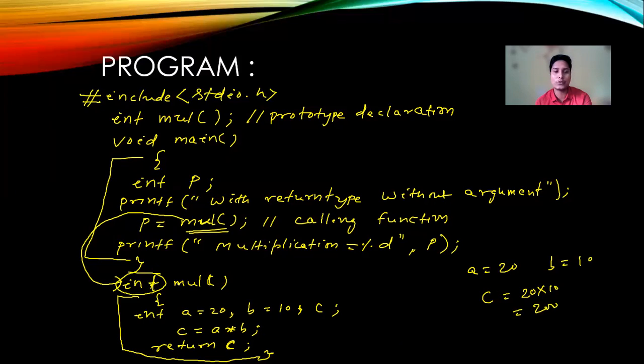Similarly, if I declare float mul, it will return floating point type of value. Similarly, the c value will be returned to the function. So the function will return the value 200. Now the 200 will be assigned to p. Now the printf function: multiplication equal to %d comma p. The value of p will be displayed here. So the output will be multiplication equal to 200. Let's see this program in my Dev C++ editor, how it is executed.